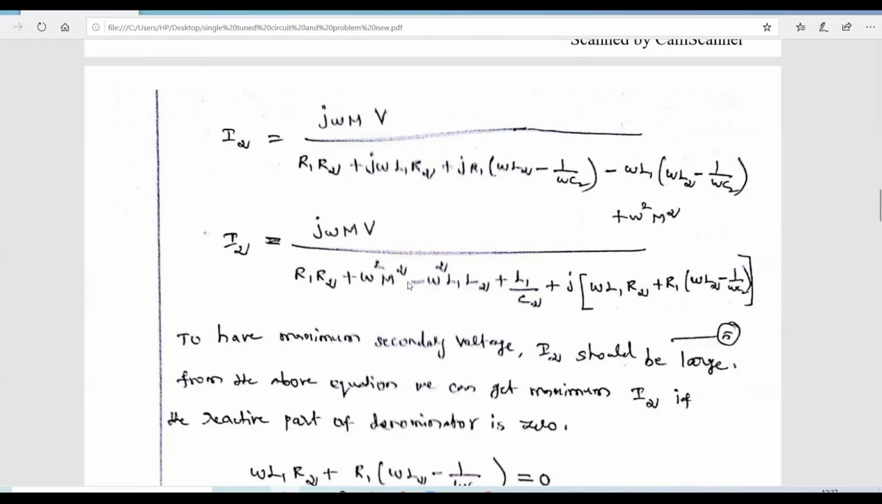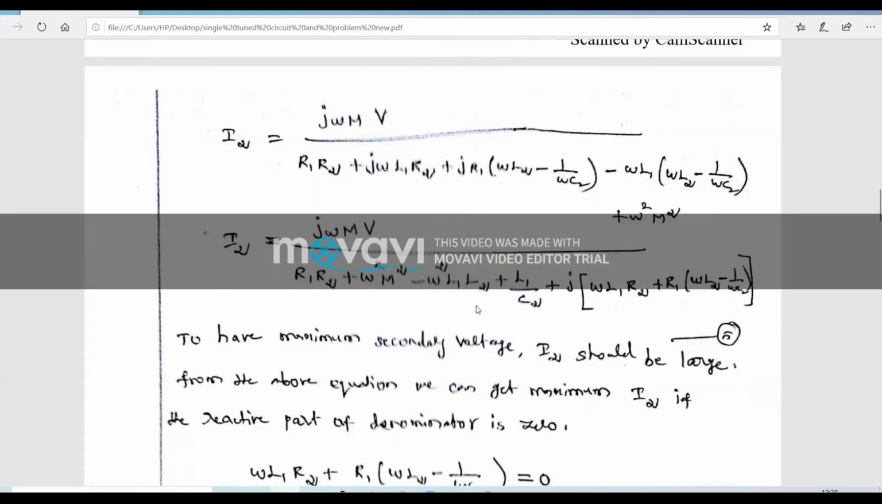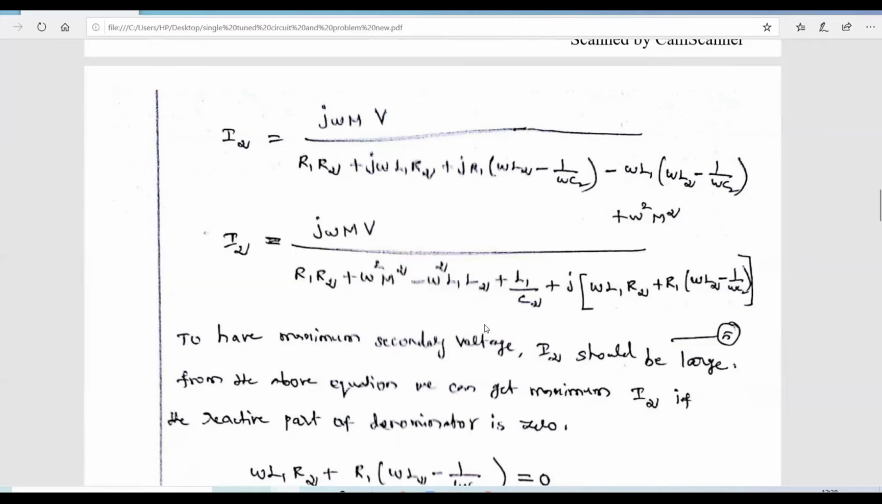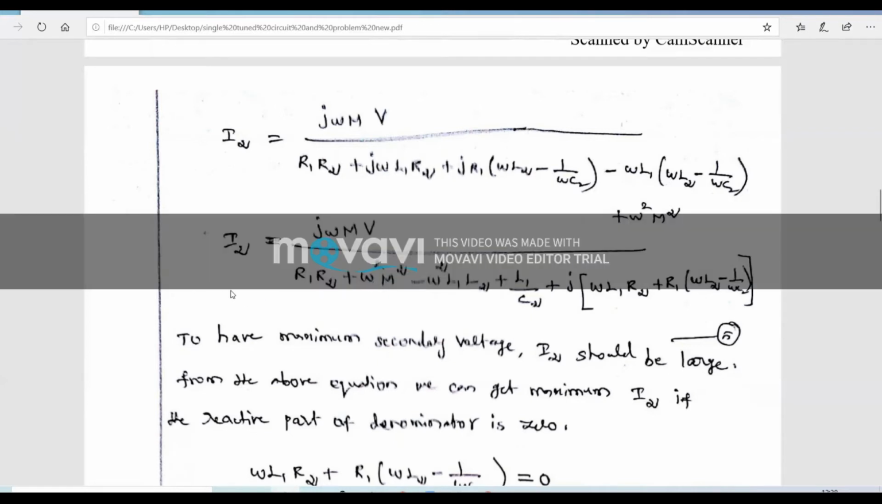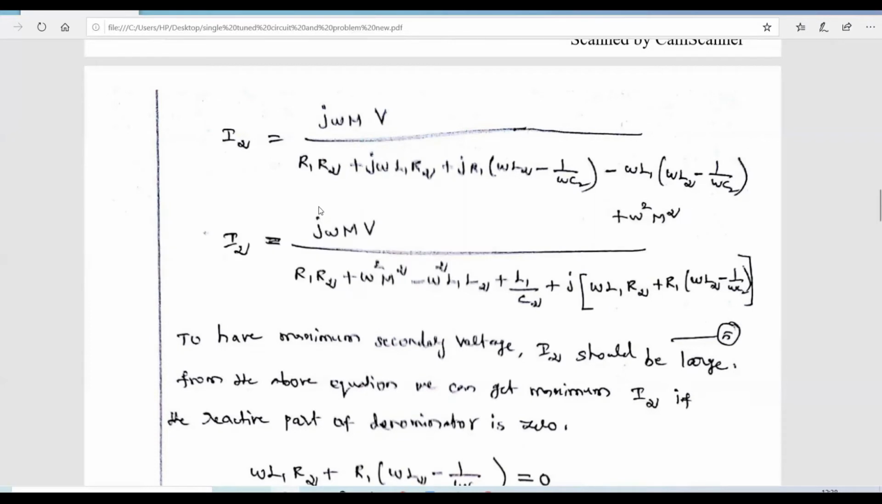Already you know that as per the maximum power transfer theorem, the maximum power is delivered to the load. Here, which one is the load? The capacitor C2 is called the load, and the voltage across the capacitor is the output voltage. The maximum voltage we get at the output is when the secondary current is large. Power is voltage into current, so we can write I2 squared into RL.